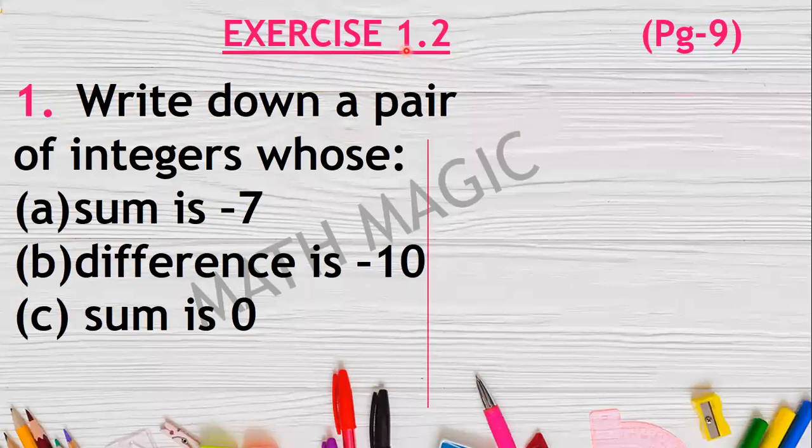Exercise 1.2, question number 1. Write down a pair of integers whose A, sum is minus 7, B, difference is minus 10, and C, sum is 0. If we read this question carefully, we notice that it specifies only integers and does not say positive or negative integers. So when questions are given like this, we can use both positive and negative integers. Now let's see the solution.